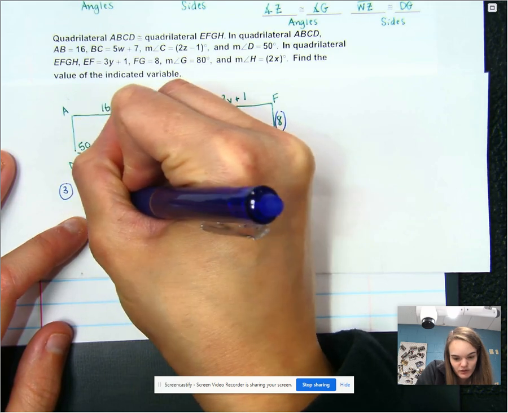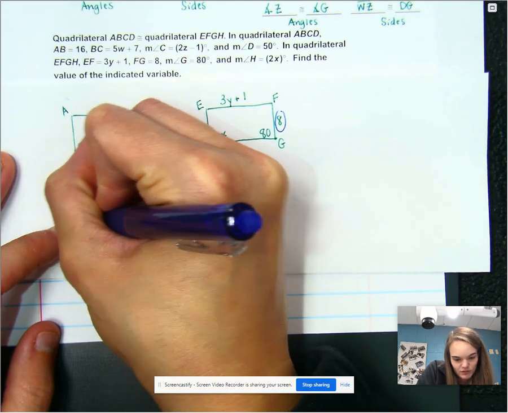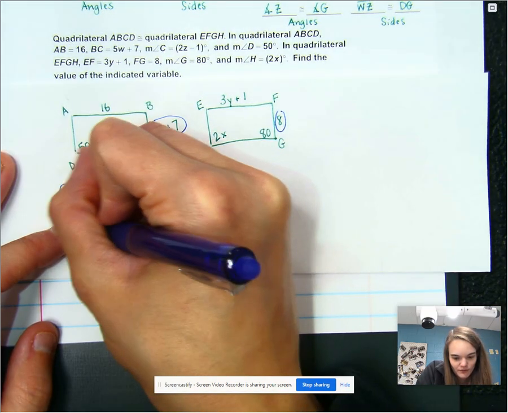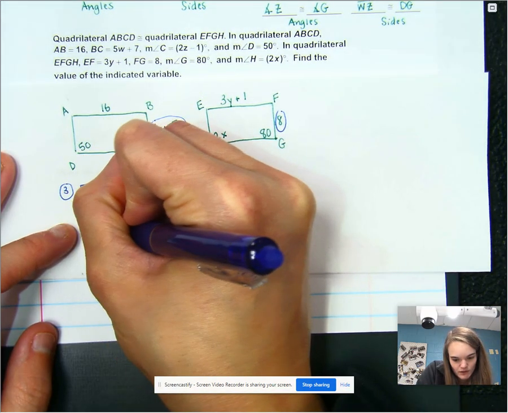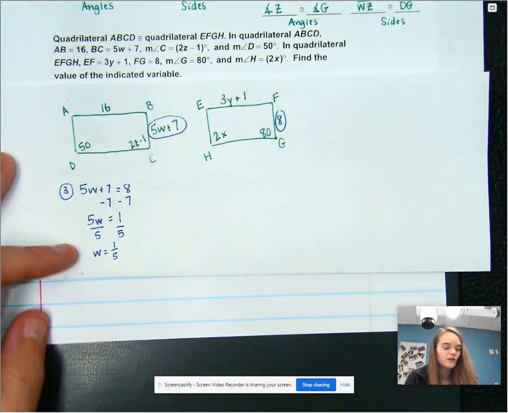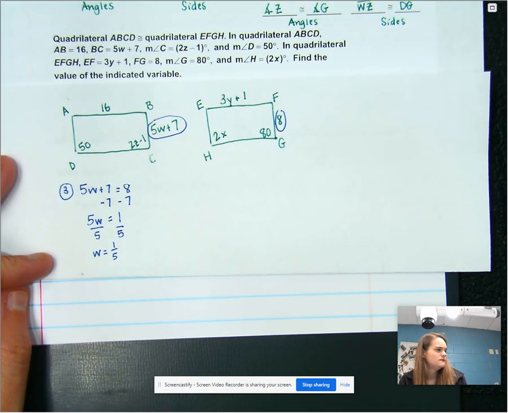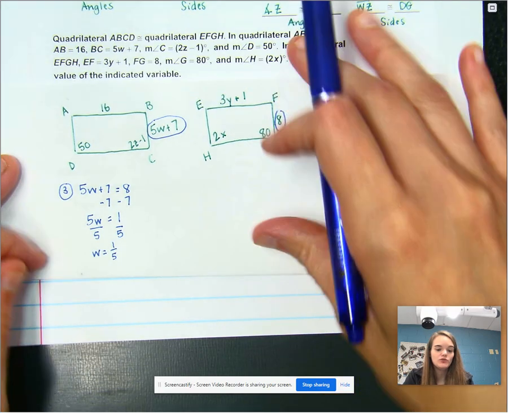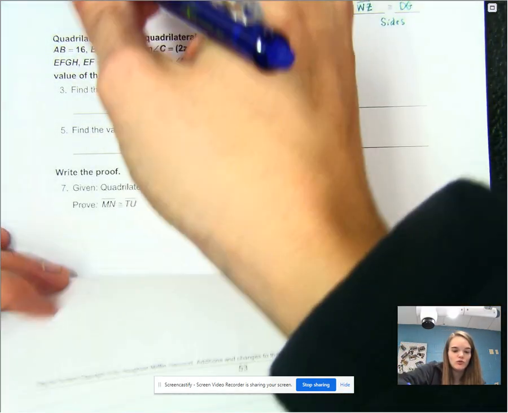And I'm going to solve for W. Subtract 7. 5W equals 1. Divide by 5. W equals 1/5. I don't want a decimal, leave it as 1/5. Okay. It doesn't tell you to find BC or FG. It tells you to find W. So I'm just going to open this up and write W equals 1/5.